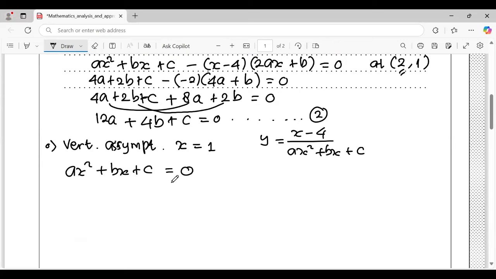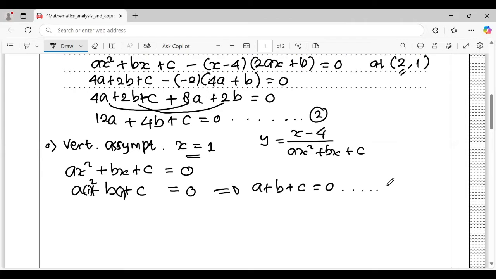Okay, next. And the vertical asymptote is x equals 1. So it means we can substitute x equals 1 into this equation. So it becomes a plus b plus c equals 0, because this is a times 1 times 1, this is squared. Okay, so that's why it becomes a plus b plus c equals 0. And this is the third equation.